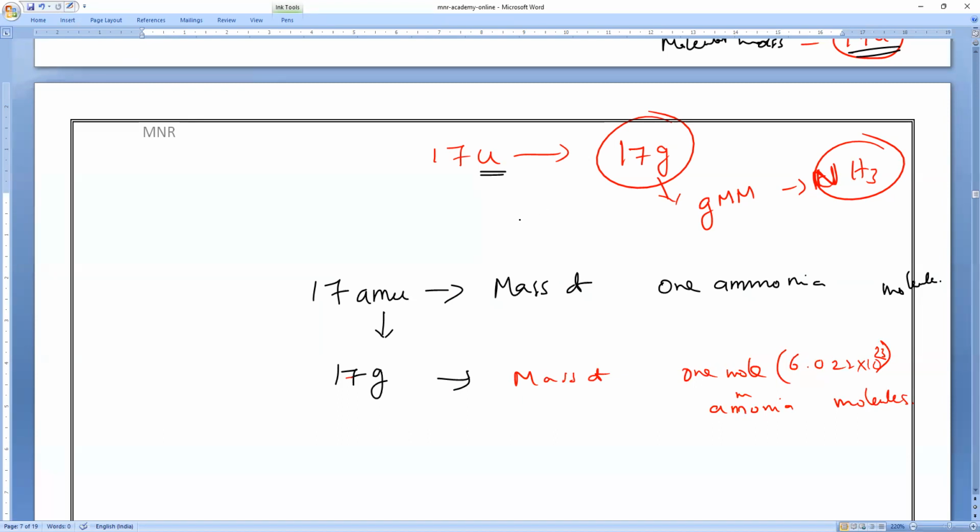This is also called gram molecular mass. Also we can call it molar mass. Just writing the amu into grams, that's all it is about. I hope you all understand. Anybody having doubt, you can ask me, or else we'll proceed further. Shall we proceed further now, everybody?